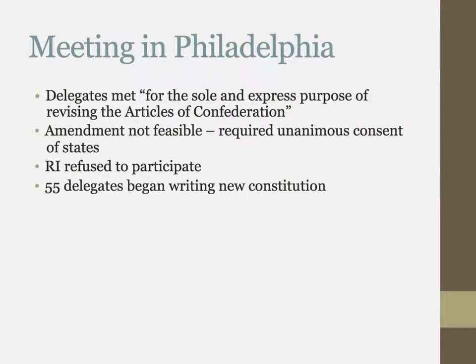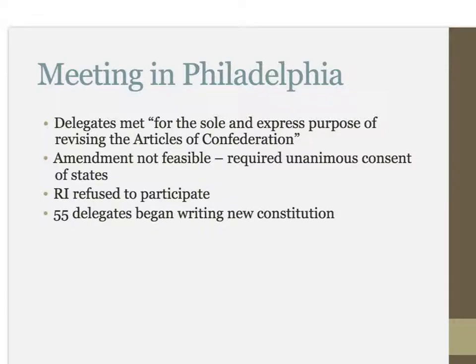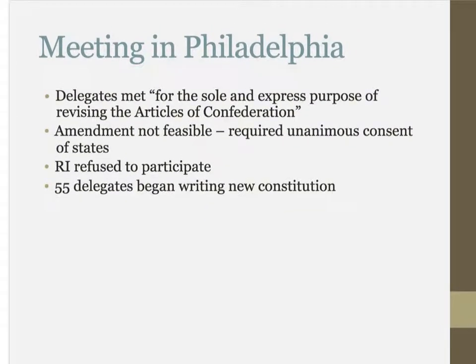Well, the delegates decided that they were going to meet in Philadelphia, and this is in 1787. The idea is that they were going to meet for what they called the sole purpose of revising the Articles of Confederation. But, of course, what they realized, and this was really a weakness of the Articles of Confederation, if you aren't familiar with the weaknesses, go back to my Articles of Confederation notes, but it was this unanimous consent, which is a real problem.